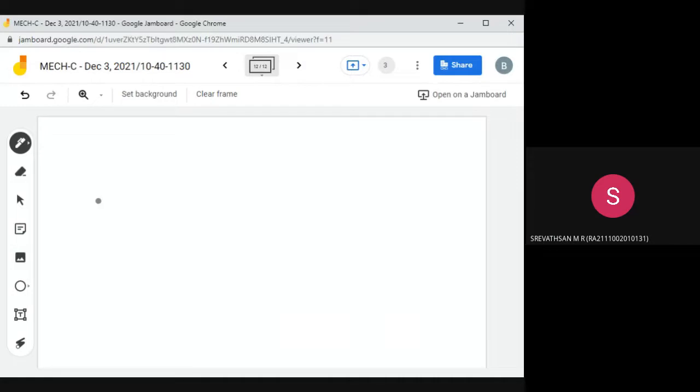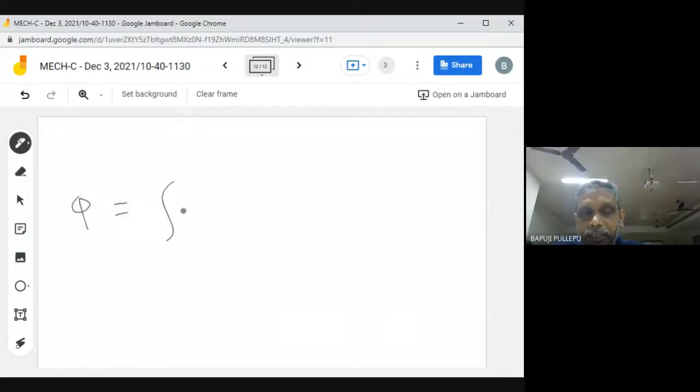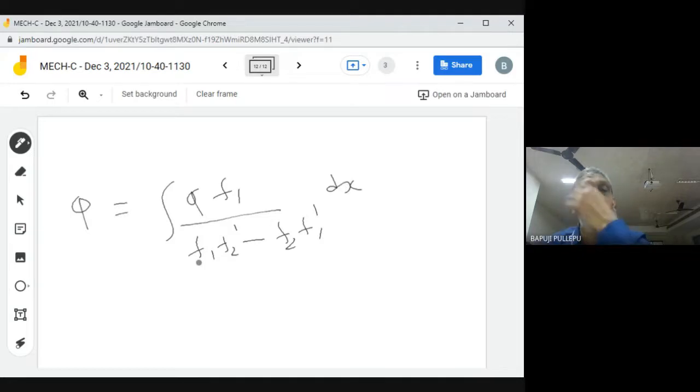Integration of f1x by Wronskian. Okay, the Wronskian, whatever it may be: W equals f1 f2 dash minus f2 f1 dash. Clear? This is it.